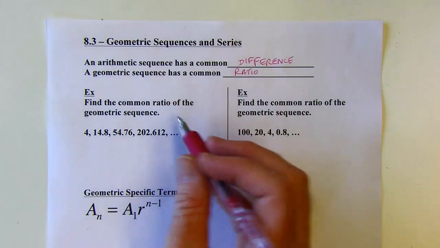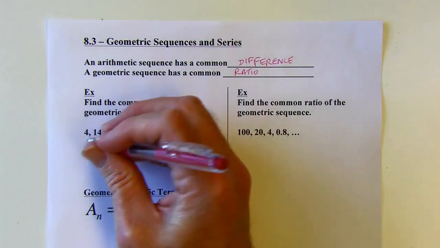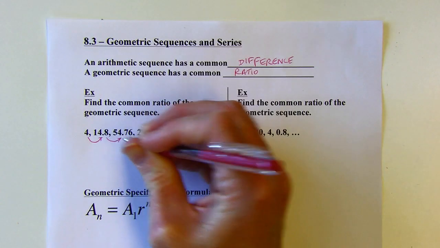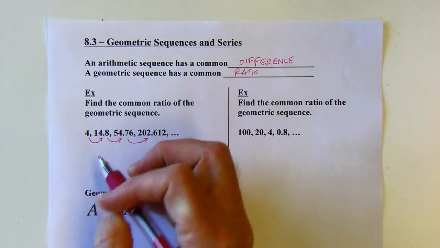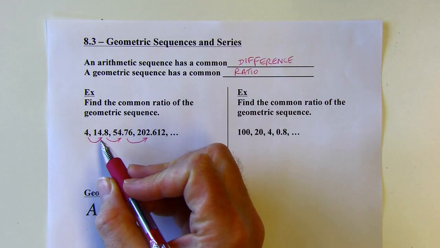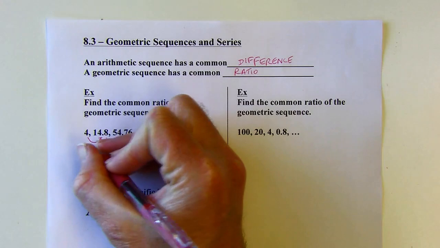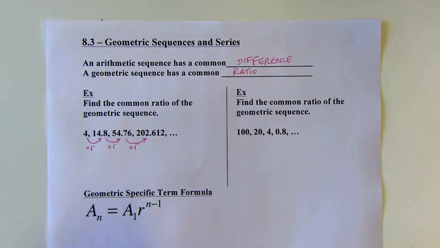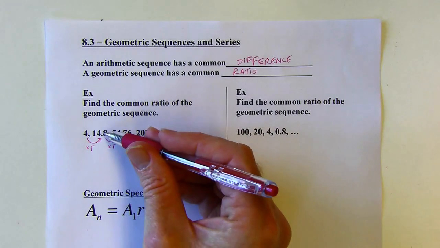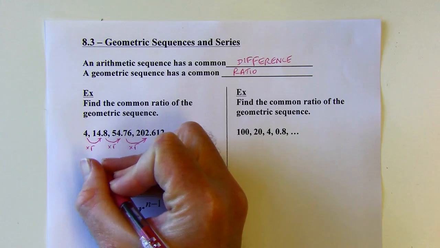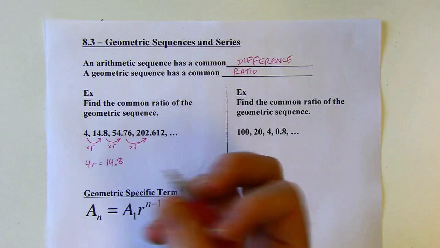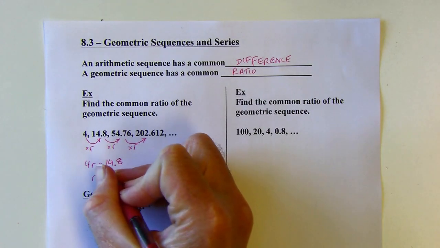So let's find the common ratio. It tells me that this is a geometric sequence, so I should be able to multiply by the same thing to get from term to term. Okay, so 4 times something equals 14.8. Well, I don't know what that is off the top of my head, but I should get the same ratio out every time. So I can write a little equation here: 4 times r is going to equal 14.8. Then I would divide both sides by 4.